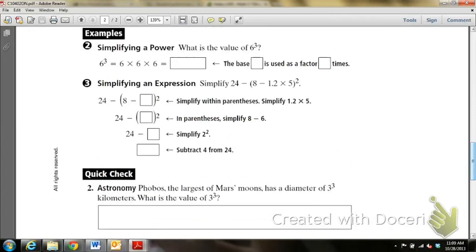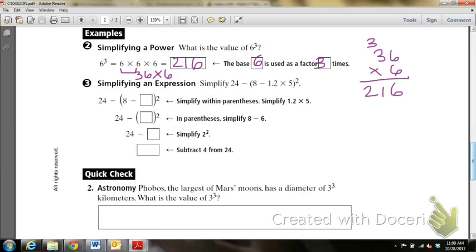What is the value of 6 to the third? So now we're actually going to work these out and get an answer. So 6 times 6 times 6, the base 6 is used as a factor 3 times. So 6 times 6 is 36, multiplied by another 6. 6 times 6, 6, 3, 18, plus 3 more makes 21. So 6 to the third is equal to 216.